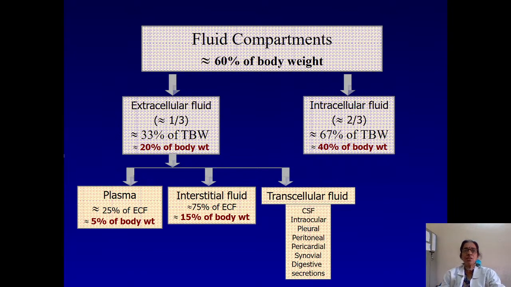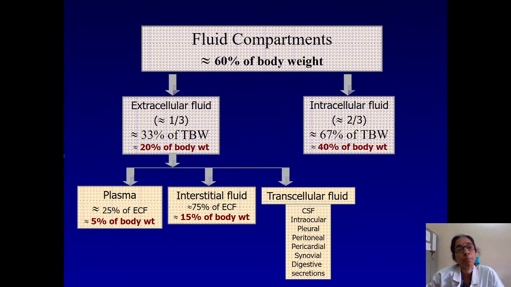Okay, so extracellular fluid can be divided into three compartments. One is plasma, the other one is the interstitial fluid, the third one is the transcellular fluid. Plasma is the fluid that is present in your vascular system surrounding your blood cells. That will constitute about 25% of ECF.